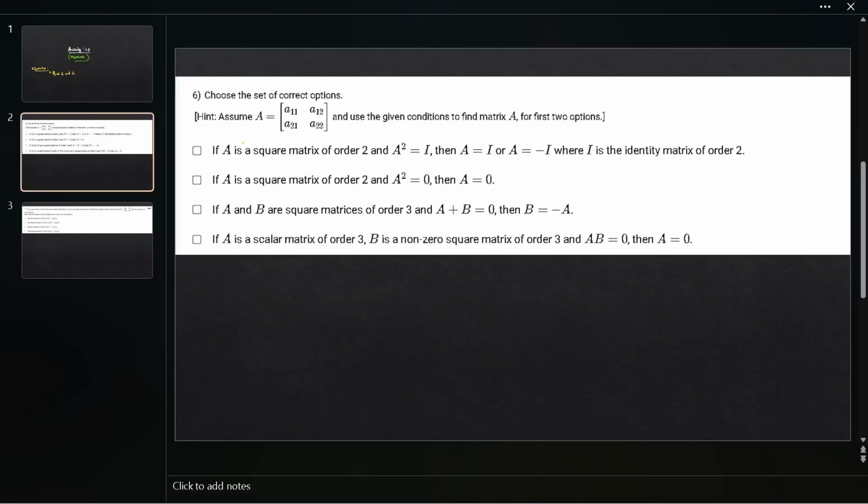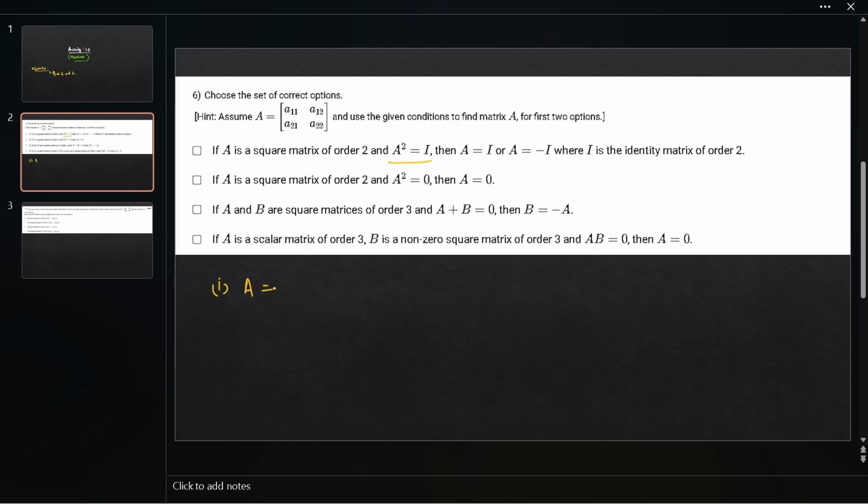Here we have question 6 with us, and we have to choose the set of correct options. So let's analyze each option one by one. Starting with option 1, we have: if A is a square matrix of order 2 and A square is equal to I, then the only possible cases for A are A equal to I or minus I. So we either have to prove this point or disprove it. To disprove it, we will have to give a counter example. So do we have any counter example?